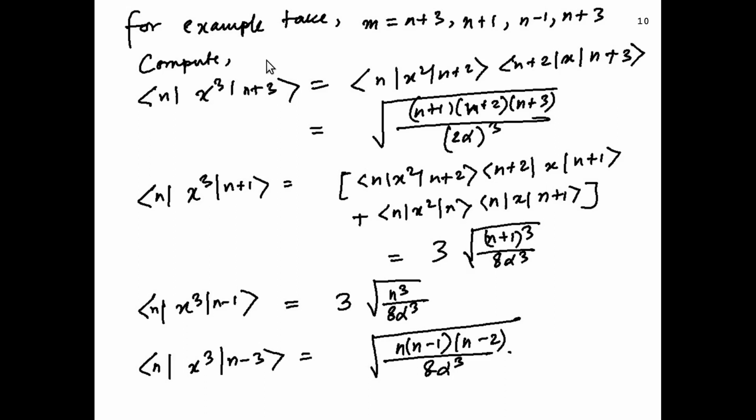So now let us look into this and see how we can deal with this problem. For example, take x cube, take these numbers, which are n plus 3, n plus 1, n minus 1, n minus 3, and compute the matrix elements for these states.